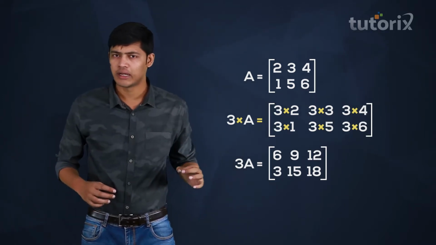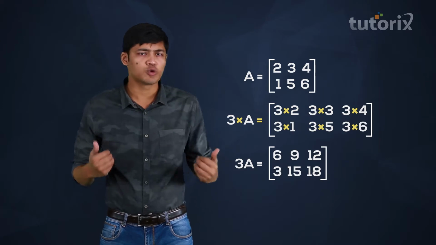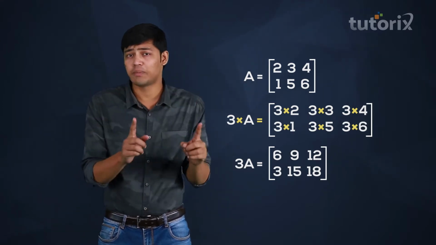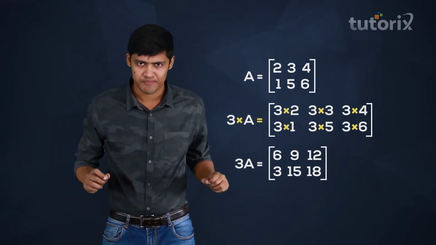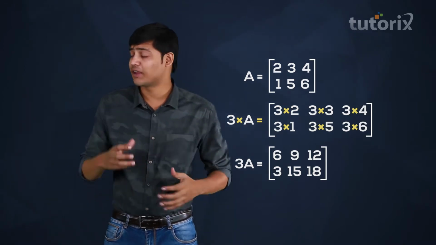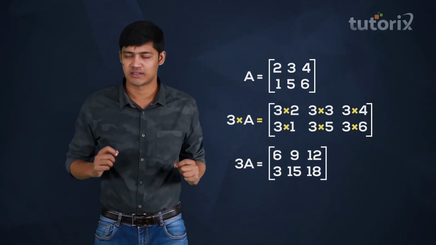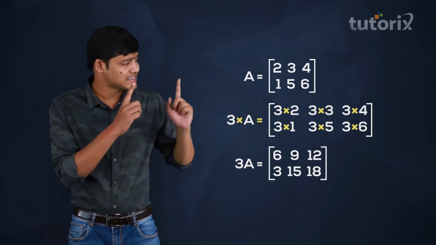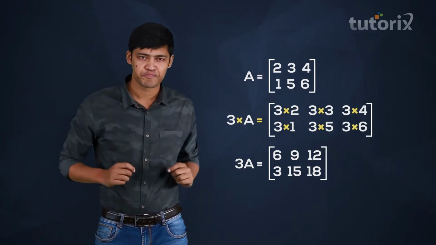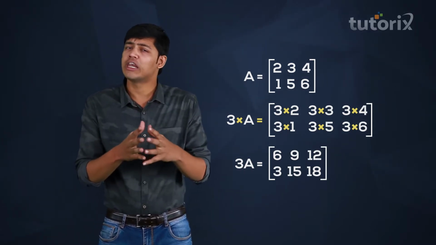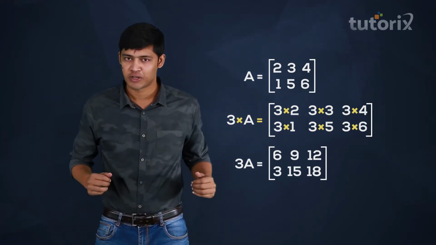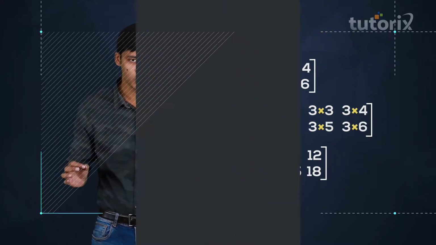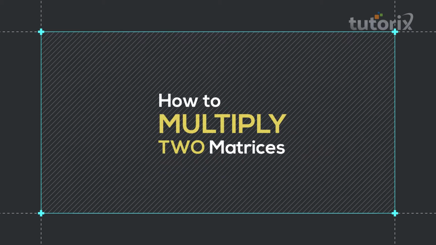At this point, it is quite natural for us to question how will we multiply two matrices, or what will happen if we multiply two matrices. Will we follow the same method as we did here, or will we follow a new method entirely? So now let's know how to multiply two matrices.